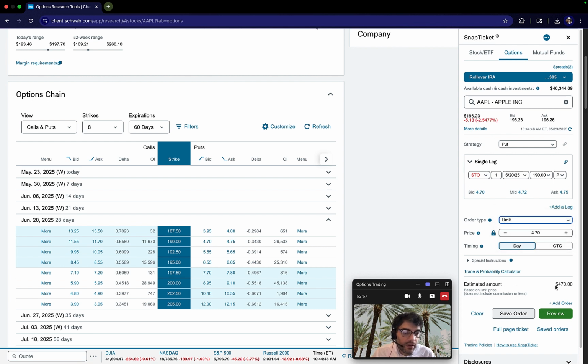And the estimated amount, so here it is. This is what we are getting. If we click place order and if we get filled, today we're going to get $470 into our pocket, minus the broker commissions, but I'm not including that just to make things easier.